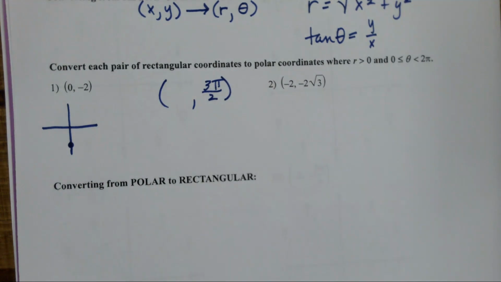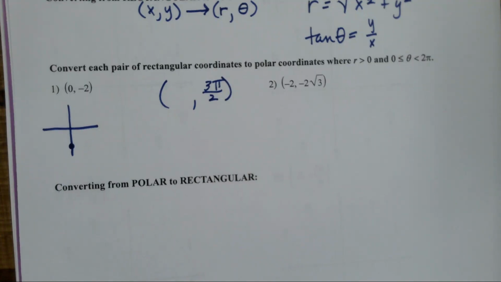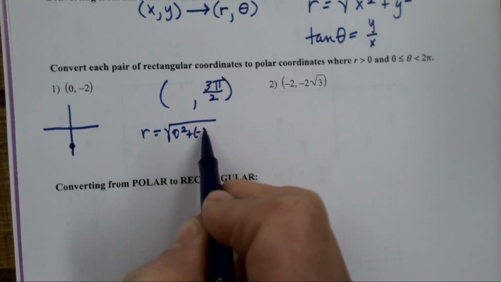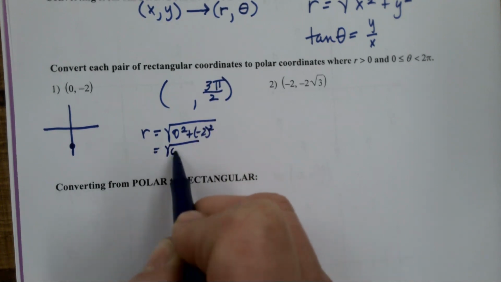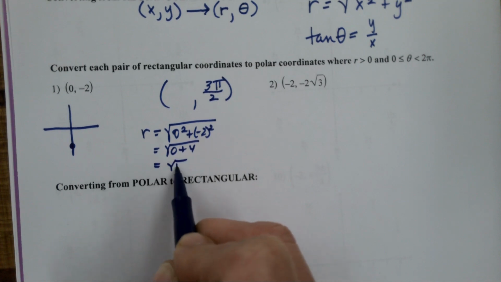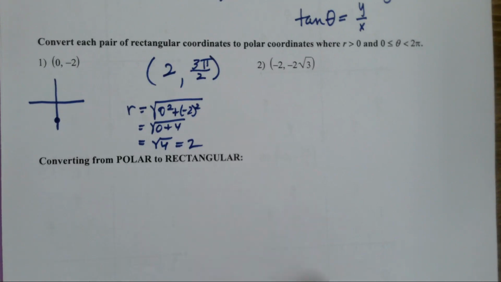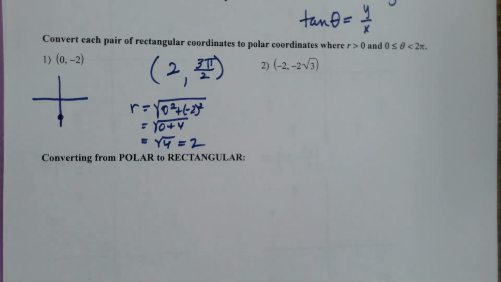Now I just have to figure out my radius. And so this is where I'll do my x squared plus y squared. So my radius is the square root of 0 squared plus negative 2 squared, or the square root of 0 plus 4, or the square root of 4, or 2. If it's on an axis, it can be that simple. We just have to figure out what position on the axis, on the x-axis or on the y-axis, that this angle is most associated with, or this point is associated with.